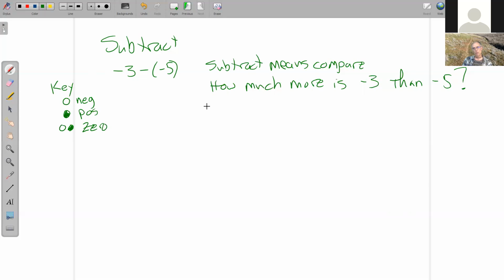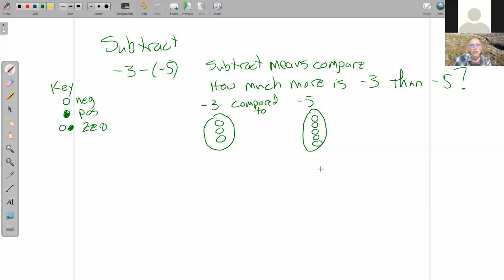To do the comparison, you have to draw both sets up front. So I have to draw -3, and then I'll just write compared to -5, and I'll draw them each underneath. So here's my set with -3 in it. Here's my set with -5. And then we want to try and match them up. So an important thing here is matching up with the first set.